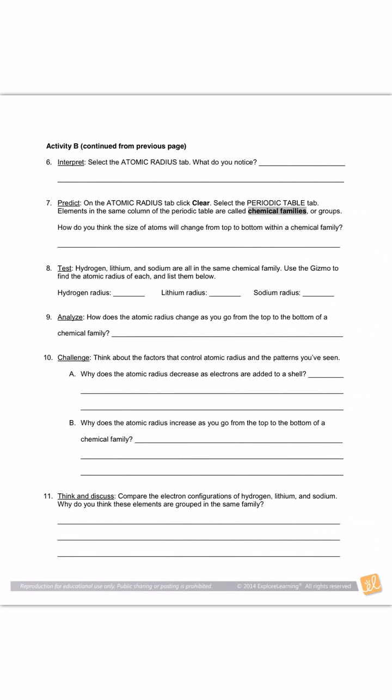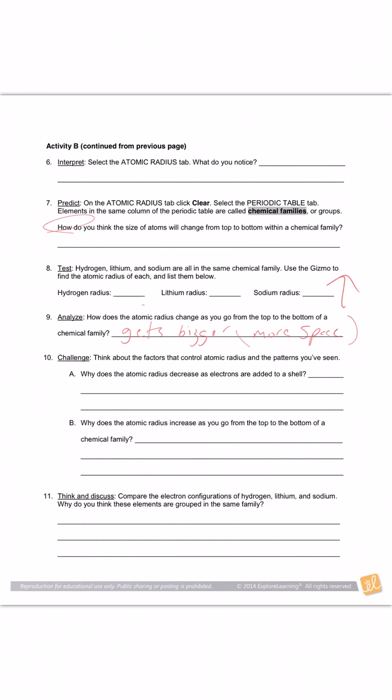Let's skip ahead. How do you think the size of the atoms change from top to bottom? That's your question. Hydrogen, lithium, sodium. What you should notice about these, I don't know the exact numbers, but they all go up. How does the atomic radius change? It gets bigger, and the reason is because we've given them more space. So just like the magnets, we've given them more space to move around.